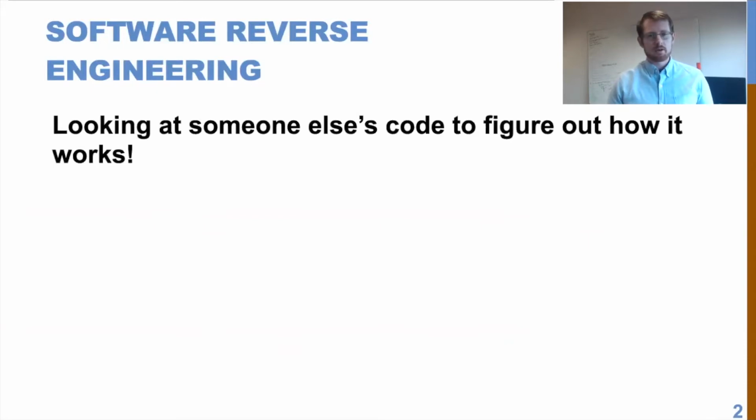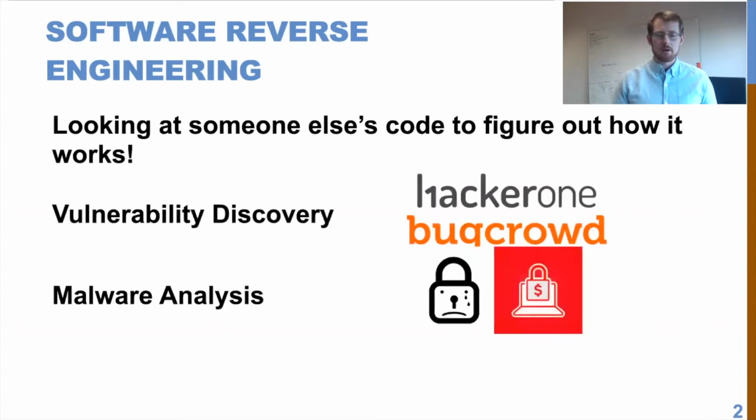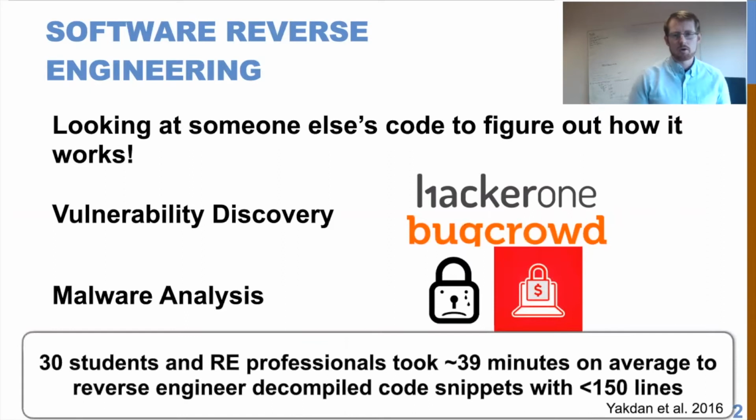And this is important in the context of security because it's a critical task in a lot of different things we think about in security, specifically in vulnerability discovery, as well as malware analysis. Reverse engineering can be difficult and an expert task. In prior work by Acton et al., they showed that even with small code snippets, it can take reverse engineers a long time to reverse this code.